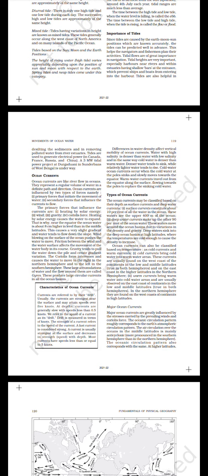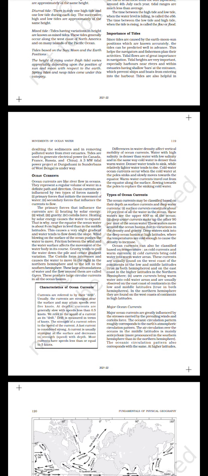Wind blowing on the surface of the ocean pushes the water to move. Friction between the wind and the water surface affects the movement of the water body in its course. Gravity tends to pull the water down the pile and create gradient variation. The Coriolis force intervenes and causes the water to move to the right in the northern hemisphere and to the left in the southern hemisphere.